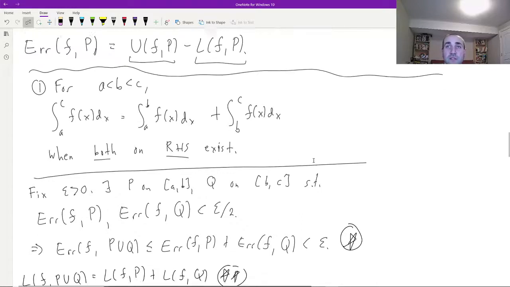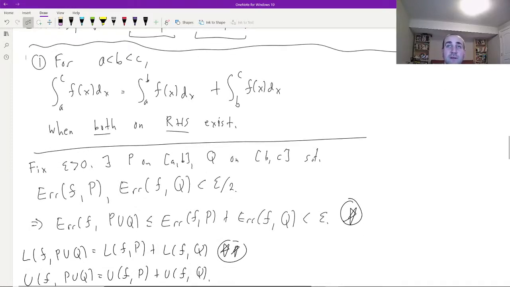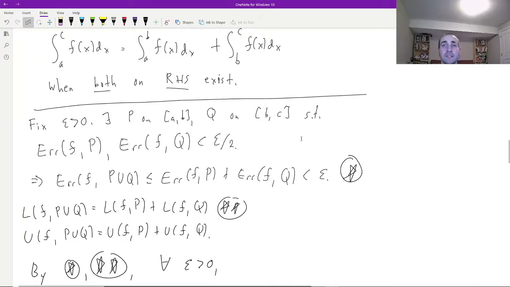So the first theorem, just to remind us, is I have three numbers a less than b less than c, and I have this linearity formula, the integral from a to c of f is equal to the integral from a to b plus the integral from b to c. So here's the argument. I'm going to go through the same two steps as I just sketched out. So I'm going to fix some epsilon greater than 0.